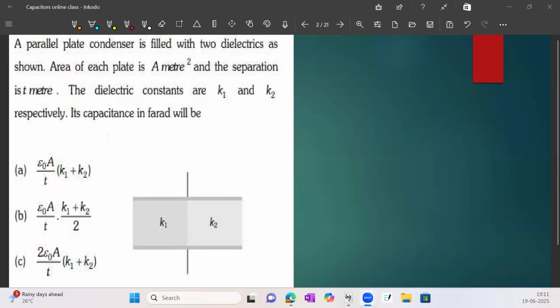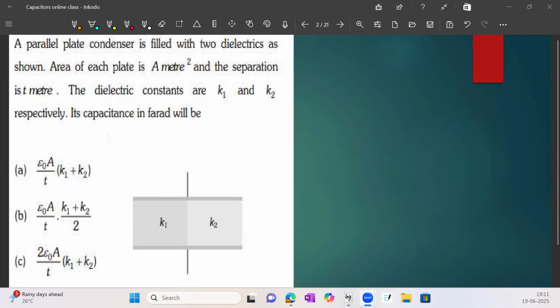So, students, today we will discuss a few problems based on capacitors. I hope my screen is clear. You see, this is the problem they have given.